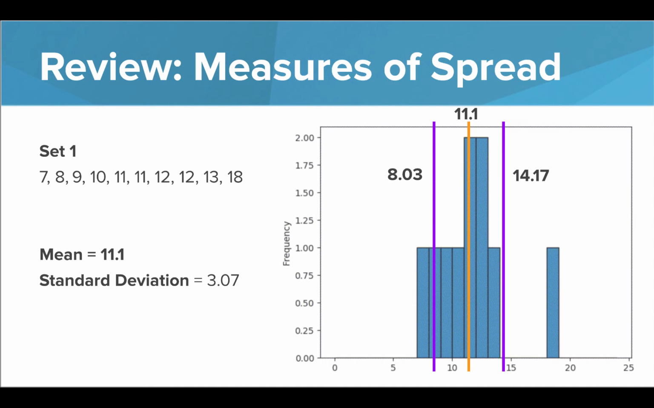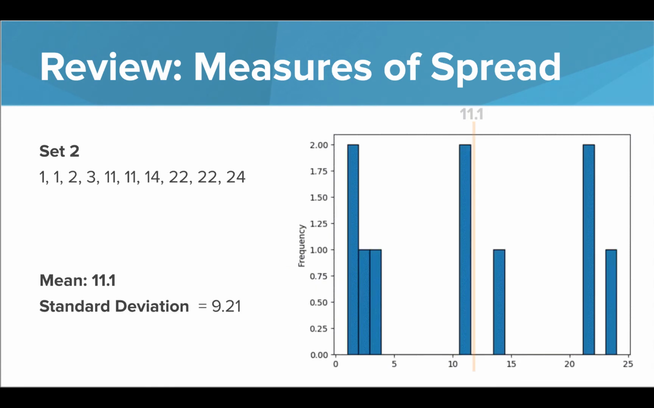Now let's do the same with set 2. Here's the mean plus 1 standard deviation, and the mean minus 1 standard deviation. The spread between these standard deviations is much, much wider. This would make it more difficult to predict the value of new incoming data.